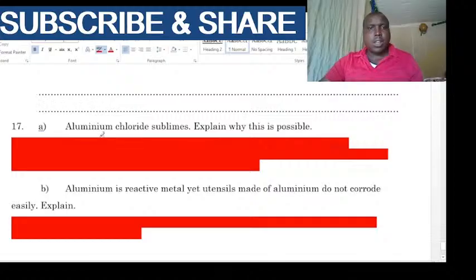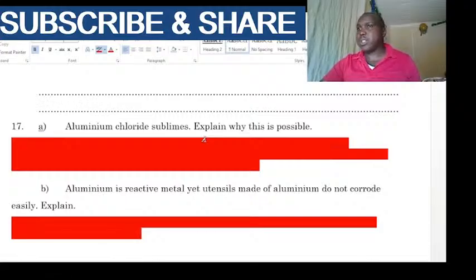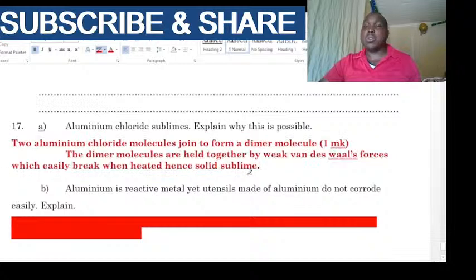Aluminium chloride sublimes. Explain why this is possible. How is it possible that aluminium chloride sublimes? Yes, we know chlorides should not, because like sodium chloride cannot sublime. But how come aluminium chloride sublimes? Remember, aluminium chloride is unique. Among the chlorides, aluminium chloride is unique because it is the only chloride which dissolves in water to form an acidic solution, unlike the rest which are neutral.